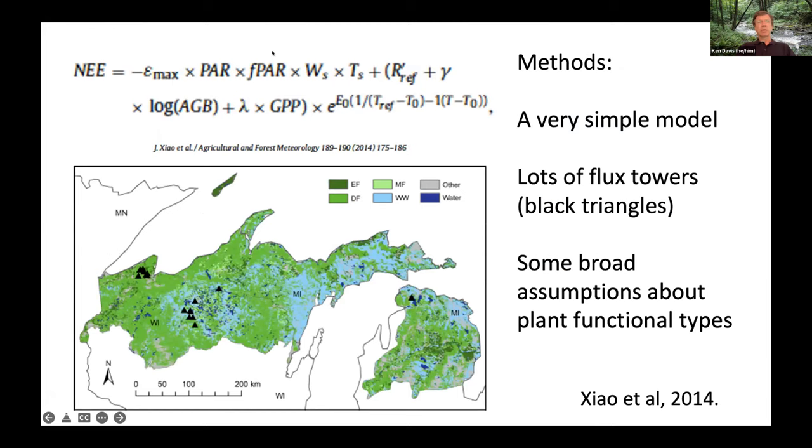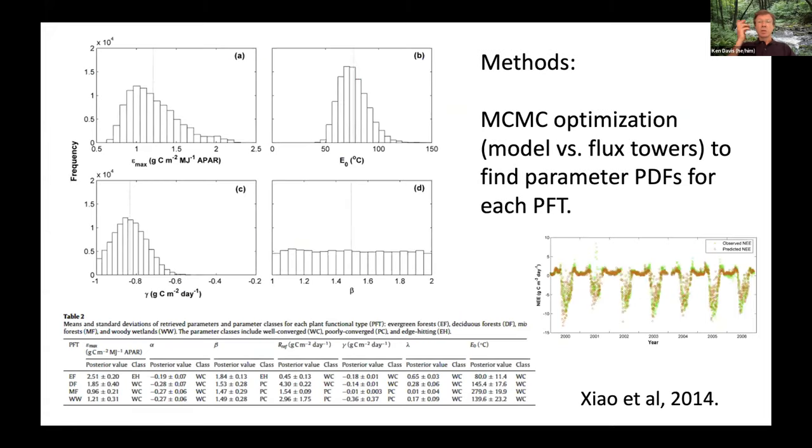And methodologically, we took a really simple model and lots of flux towers. The flux towers are the black triangles, and some broad assumptions about plant functional types, typical evergreen, deciduous, mixed, woody wetland, water, and divided up the landscape. We then used an MCMC approach to optimize the model versus the flux towers and found probability distribution functions for the parameters, different probability functions for each plant functional type, PFT, reproduced the data quite well.